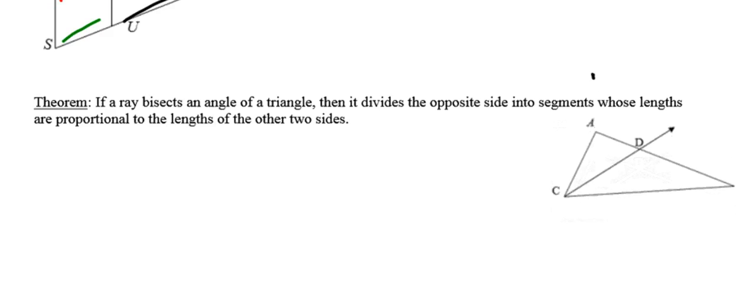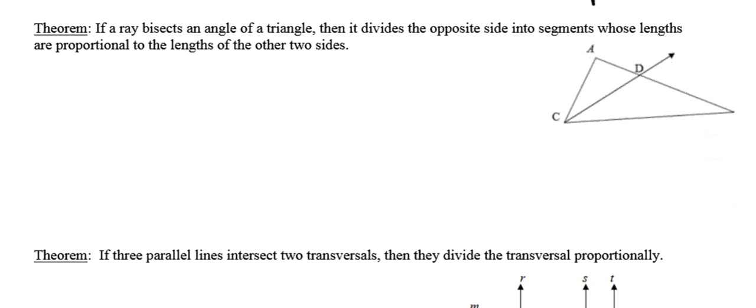The second one has to do with angles. It says if a ray bisects an angle of a triangle, then it's going to divide the opposite side into segments whose lengths are in proportion with the lengths of the other two sides of the triangle. Now, like anything else, anytime you try to put something mathematical into words, it can sometimes be a little bit confusing. So I'm going to explain exactly what this means.